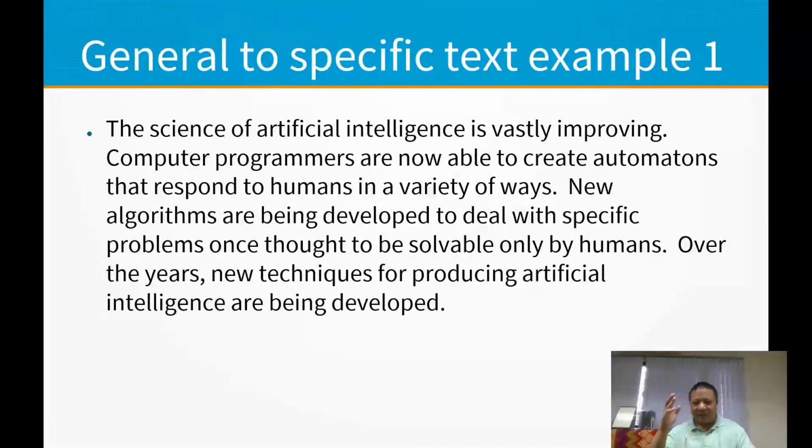So notice here, the first sentence is very broad, and then it becomes less broad for the next two sentences. They're much less broad than the first sentence. But then in the last sentence, it widens out again. Okay?